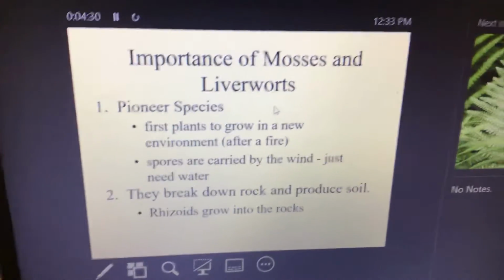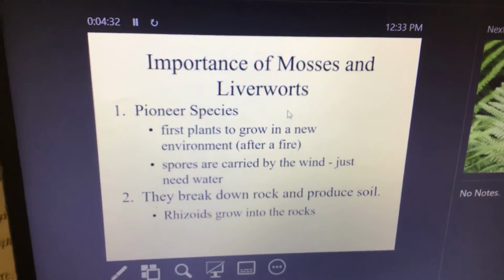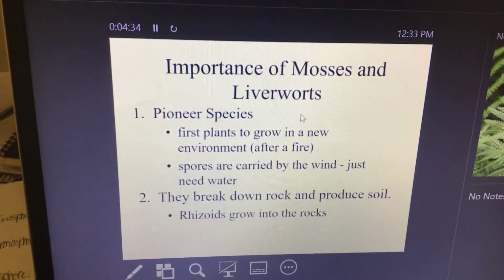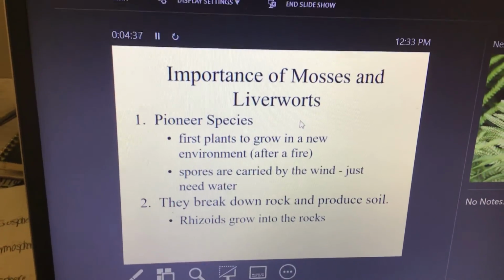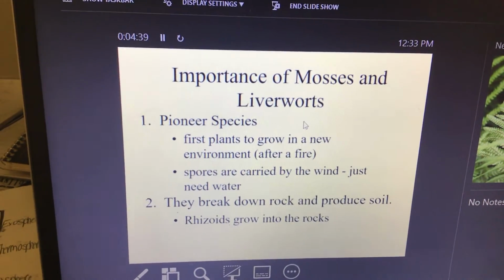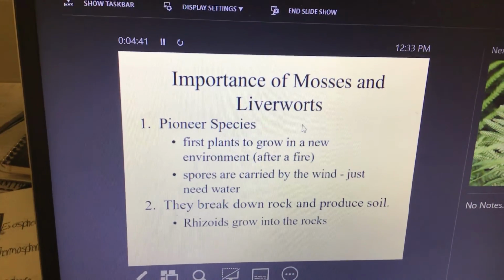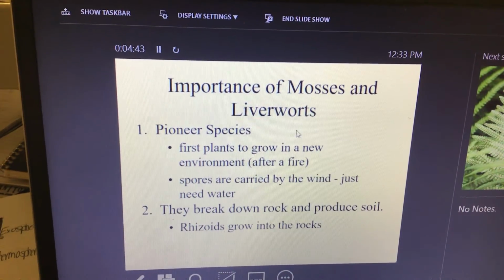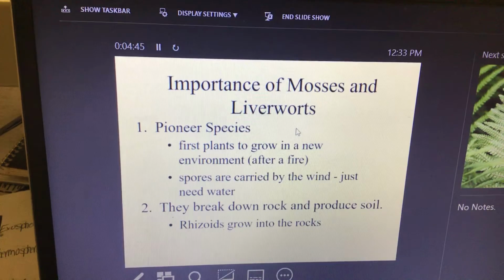Go ahead and write all of this down. The importance of mosses and liverworts. The first thing is they are pioneer species. What that means is that they're the first to grow in a new area. If you're the pioneer in something, you're one of the first to do it.